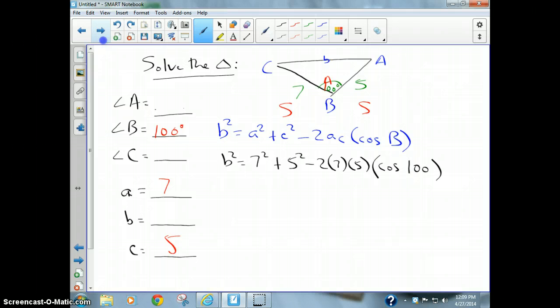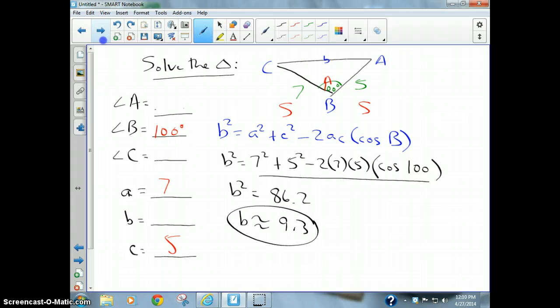This one we can just work forward. Now, if we actually figure that out, if I did this correctly on my calculator, b squared comes out to be 86.2. And if you take the square root of that, b is about 9.3. So side b is 9.3. So we'll put that up here. Again, the smart board is just not cooperating today, so I apologize for that. But that's about what you get.